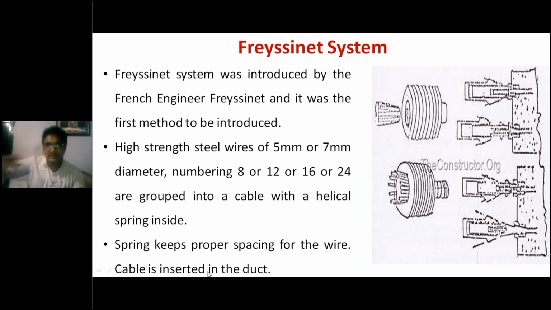Whenever you place the helical spring, when you are inserting the strands into the concrete, that spring will try to maintain the space between the top wire and the bottom wire. Earlier you would have seen in the girder, there are 3 stages of strands: one at the top, one in the middle, one at the bottom. So to maintain those distances, you place one helical spring at every portion, which is useful to maintain the proper spacing of the wires when you are inserting the cables into the duct.